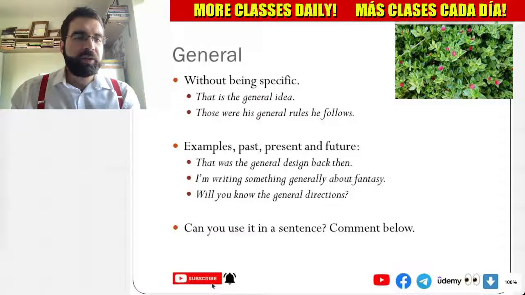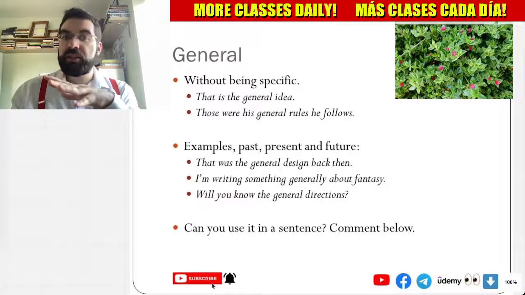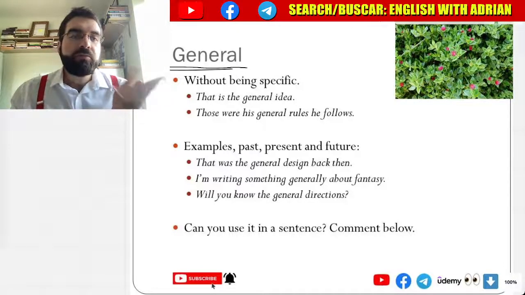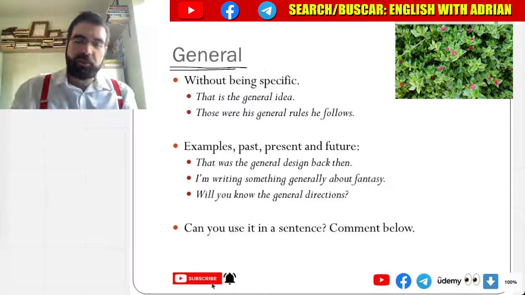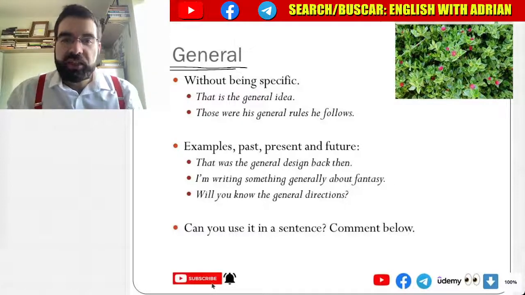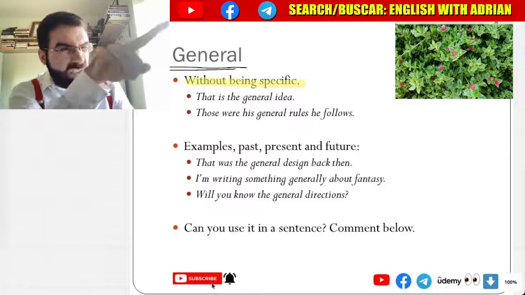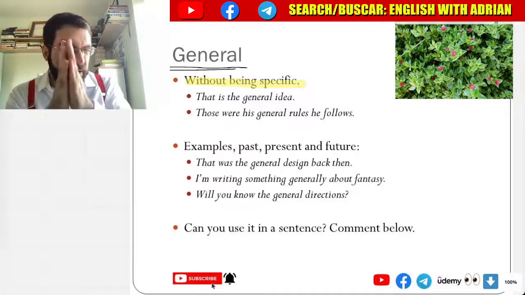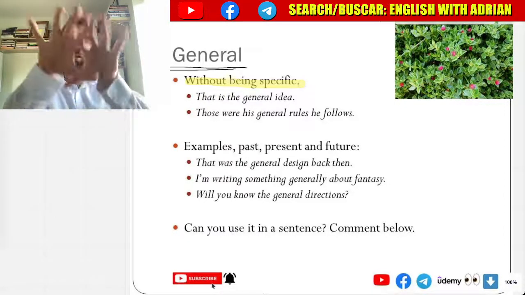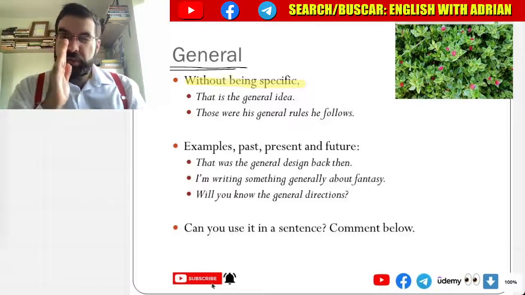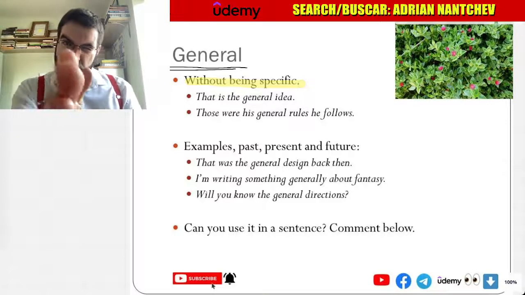All right, language explorers. So let's look at this week's Wednesday adjective. General. Without being specific. General. See, specific, but general. By being specific, we mean exactly that one.